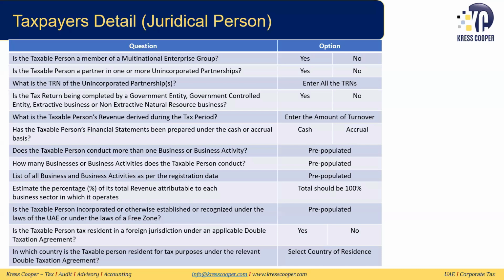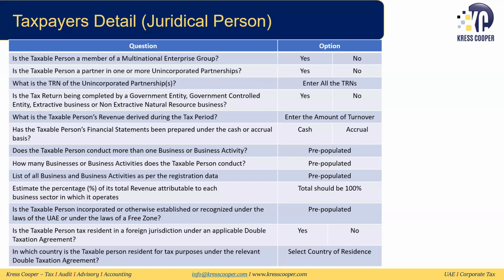The next is, what is the taxable person revenue during the tax period? Here we have to enter the amount of turnover. Again, this will tie in later on with some reliefs. For example, small business relief, it's available inside a particular amount. For example, if the amount is up to 3 million.